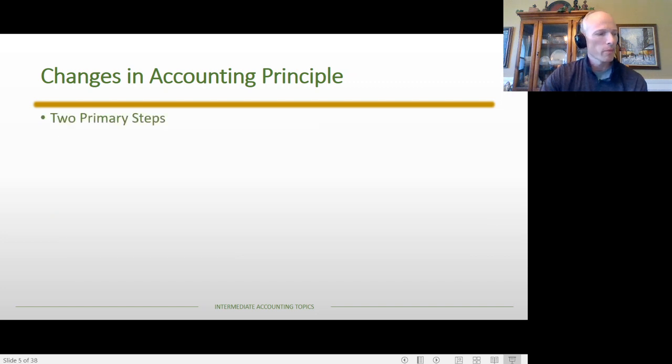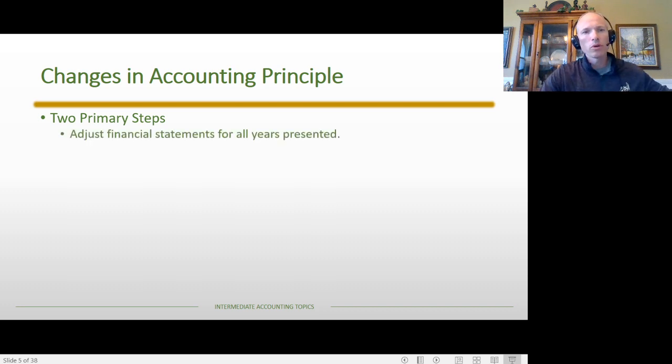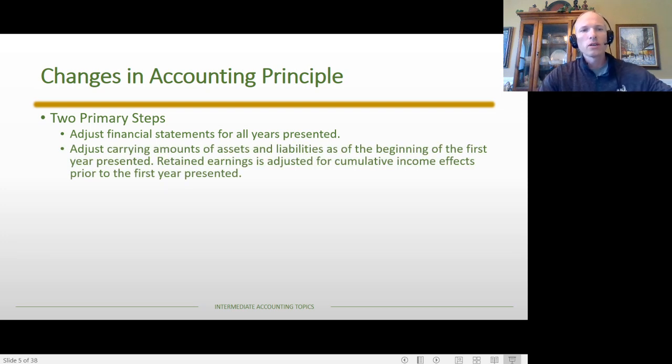All right, there are 2 primary steps whenever we walk through an example. First of all, you do need to adjust financial statements for any years that have been presented. The second thing, as far as this retrospective approach, is you do have to adjust carrying amounts of assets and liabilities all the way back to the first year presented. And so retained earnings is also going to be adjusted, and so you're going to have a lot of adjusted balances as part of this.